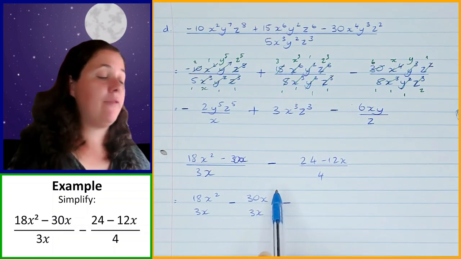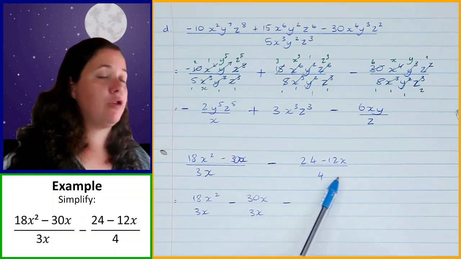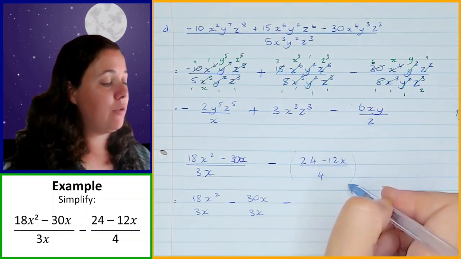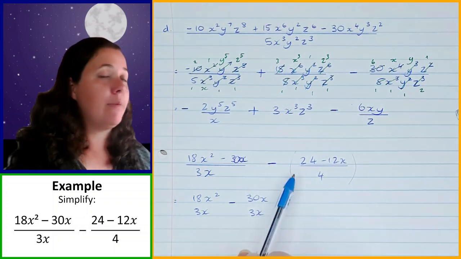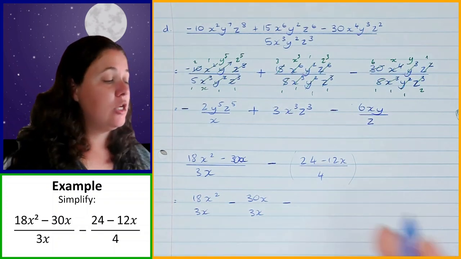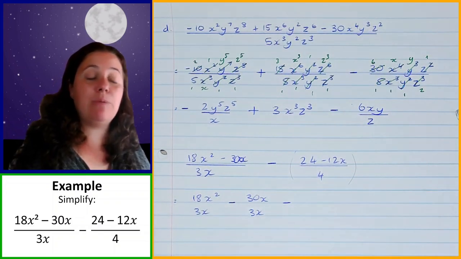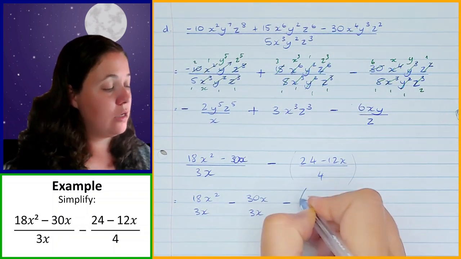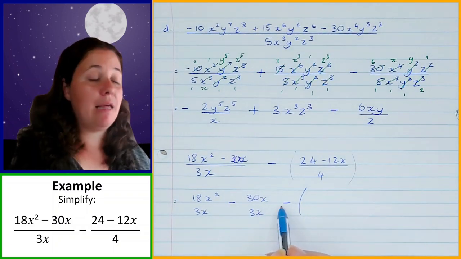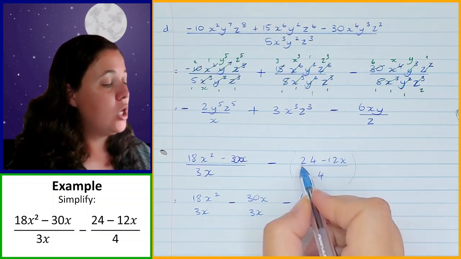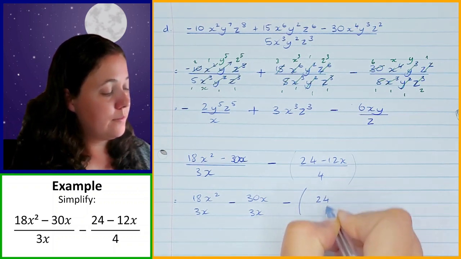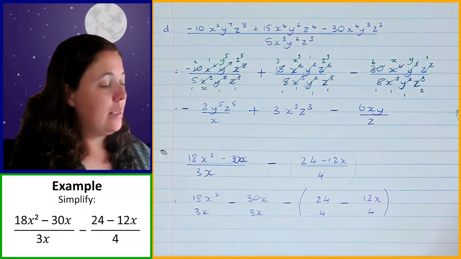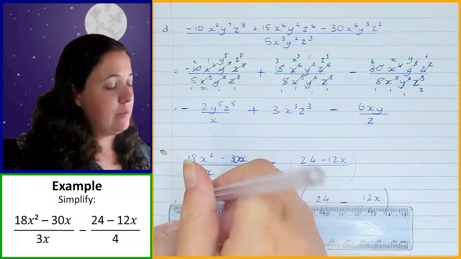Now here is where I have to be careful. This whole fraction is being subtracted, which means that each part of the fraction is being subtracted, so I need to actually put this in brackets when I split it up over here. Remember, a fraction acts like brackets, so it is holding everything together and saying all of that has to be done together. So if I've got a minus in front, I have to be careful that I put this in brackets like this before I apply that minus. Okay, so I've got 24 over 4 minus 12x over 4. Okay, so now we've got four fractions that we need to simplify.